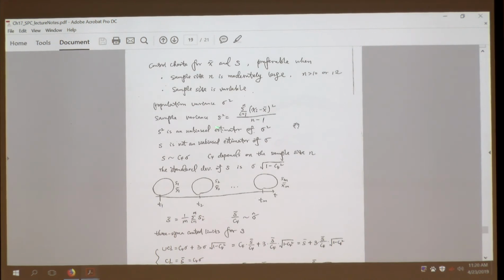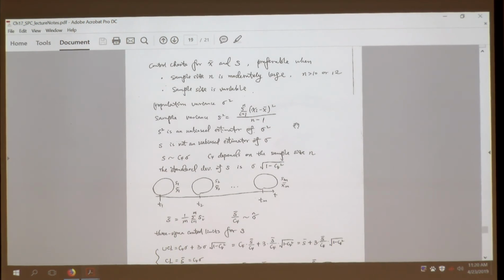So this is how to calculate the sample variance. This is the estimator of the population variance. S squared is the unbiased estimator of the population variance. However, S is not an unbiased estimator of sigma. In order to estimate sigma from S, we actually use C4 sigma, with C4 depending on the sample size. And the standard deviation of S is sigma times the square root of 1 minus C4 squared.